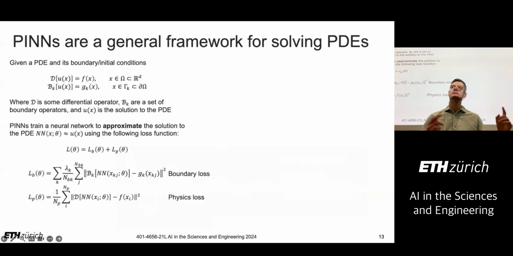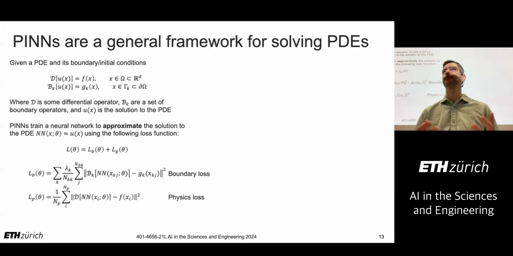So I showed you a PINN for the damped harmonic oscillator. But what makes PINNs so powerful, and why they're such a popular or heavily researched field today, is that they are actually a general framework for solving partial differential equations. I can take this idea of using a neural network to represent the solution of a differential equation and train it on any differential equation I like.